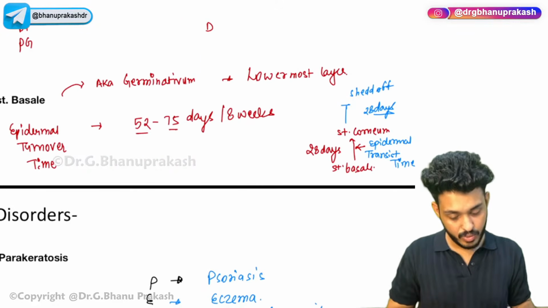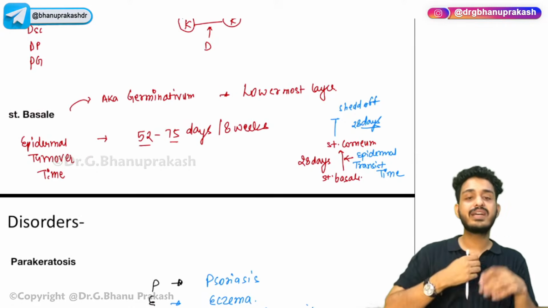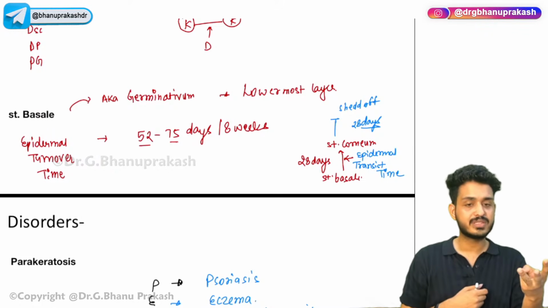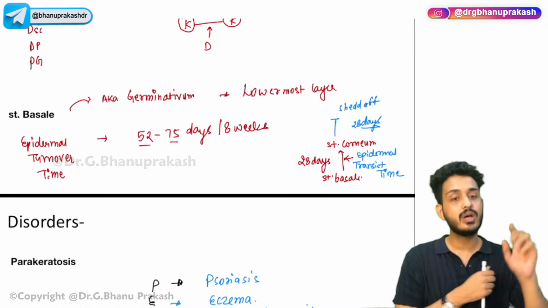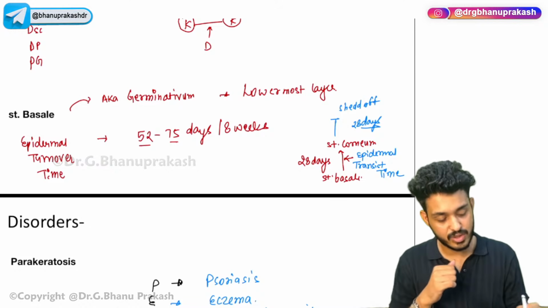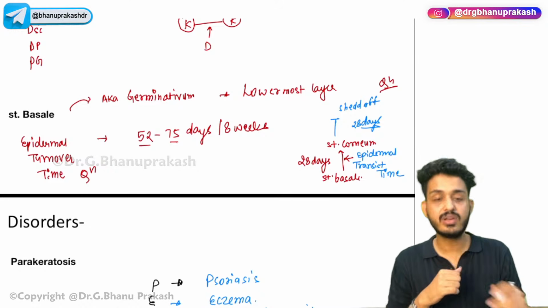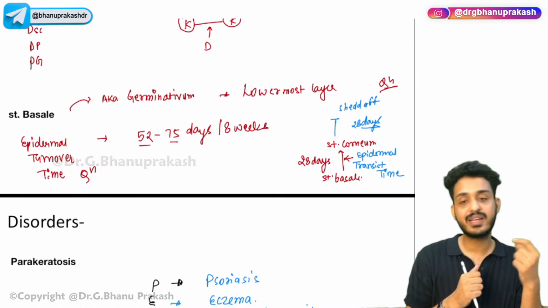Now let's revise what we have seen. From the outside, skin has three layers: epidermis, dermis, hypodermis. We have already completed the epidermis. We have seen 5 layers, and from these 5 layers I've already told you the important questions that they have asked. Everything is important in this particular slide. Maybe they will cover 5 to 6 marks, but every mark is important, guys.